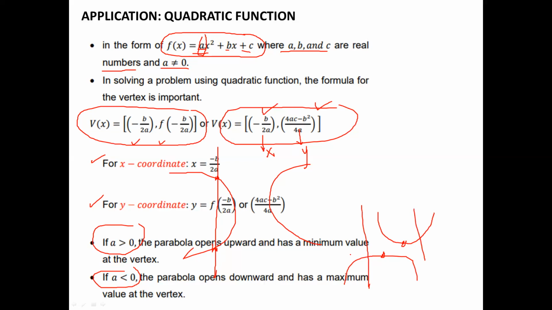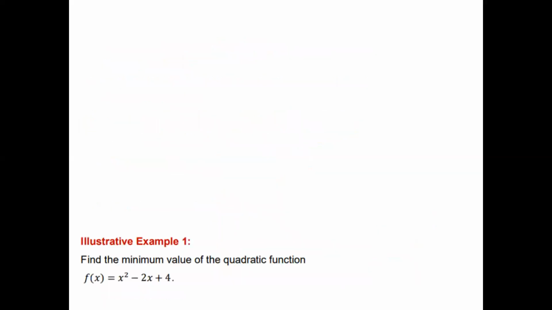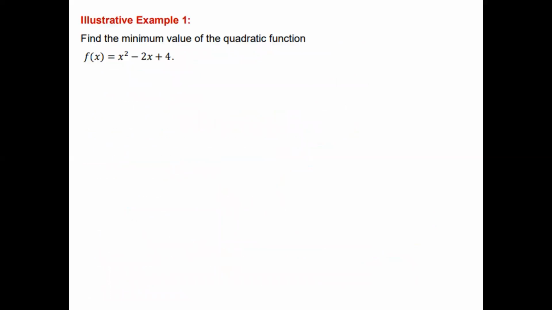At yan yung mga formula na gagamitin natin sa paghahanap ng coordinates ng ating vertex kapag yan ay ating na-plot using the Cartesian coordinate system. So, let us try one example. Find the minimum value of the quadratic function. F of x equals x squared minus 2x plus 4.